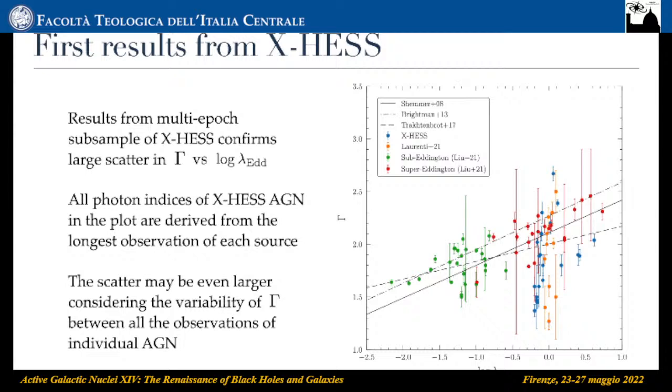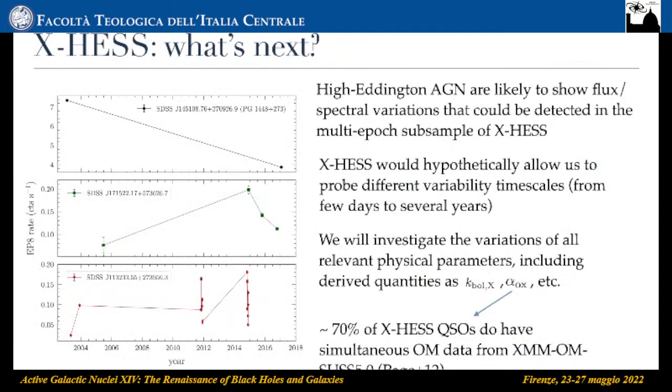Now, very preliminary results from the analysis of the longest observation of each of the 25 multi-epoch XS AGN, the blue points, seem to be in agreement with what we found in our previous work in terms of the large scatter in the gamma-Eddington plane. And once again, we'd better be very careful when using this kind of relation to estimate the black hole mass. So what we're seeing in these days is that XS AGN can show considerable spectral and flux variations over different time scales, from a few days up to several years.